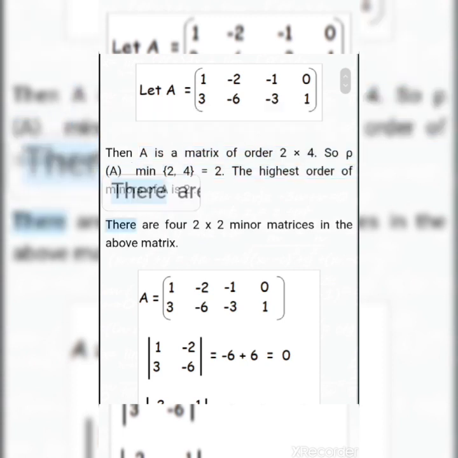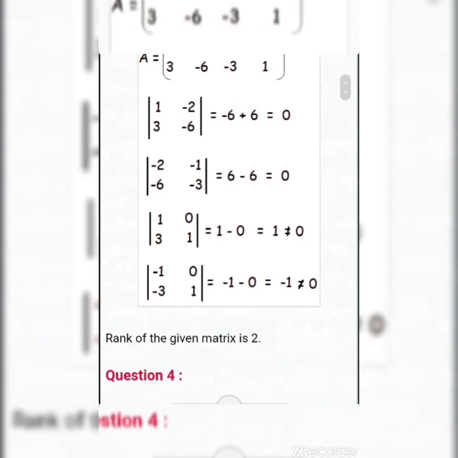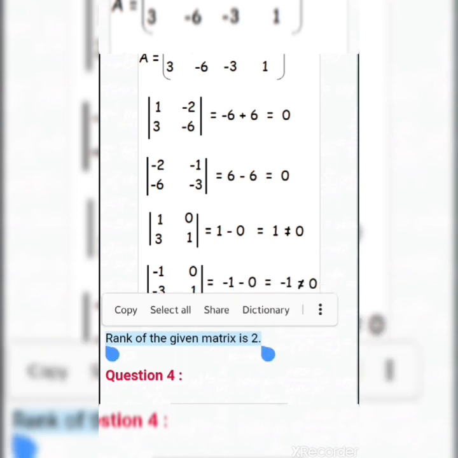Therefore, the 2 by 2 minors of the matrix are shown below. 1 minus 2, 3 minus 6 gives 0; the next 2 by 2 minor is 0, the next 2 by 2 minor is 0, the next 2 by 2 minor is 0. So the rank of the given matrix is 2.